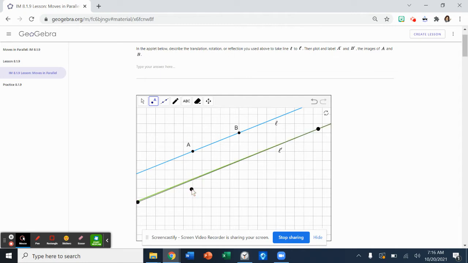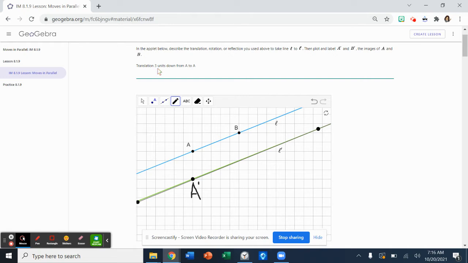So you need to make sure to specify where your translation is going. You could also do it in terms of B, right? You could say B to B prime, or you could plot the point elsewhere. I chose A prime here because it's simply 3 units down. And so then typing my answer will be clear in terms of the directions. I can write translation 3 units down from A to A prime.